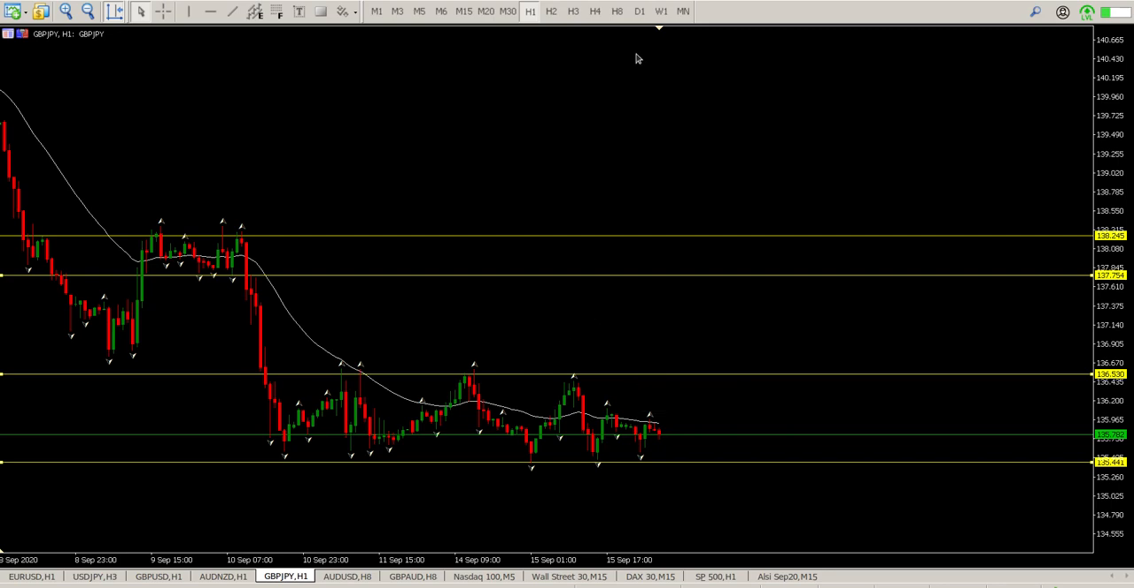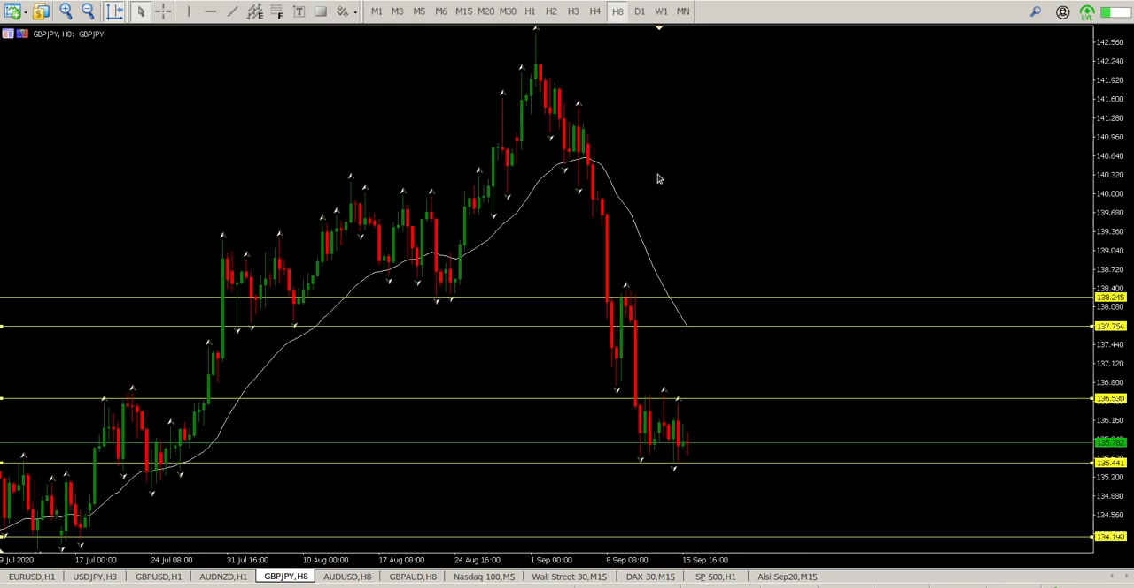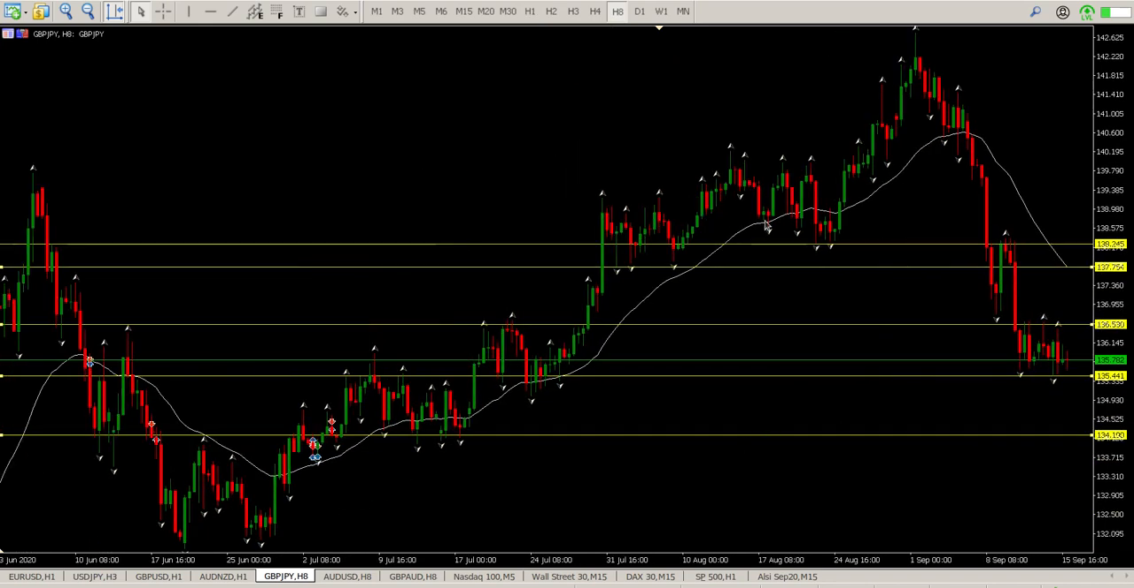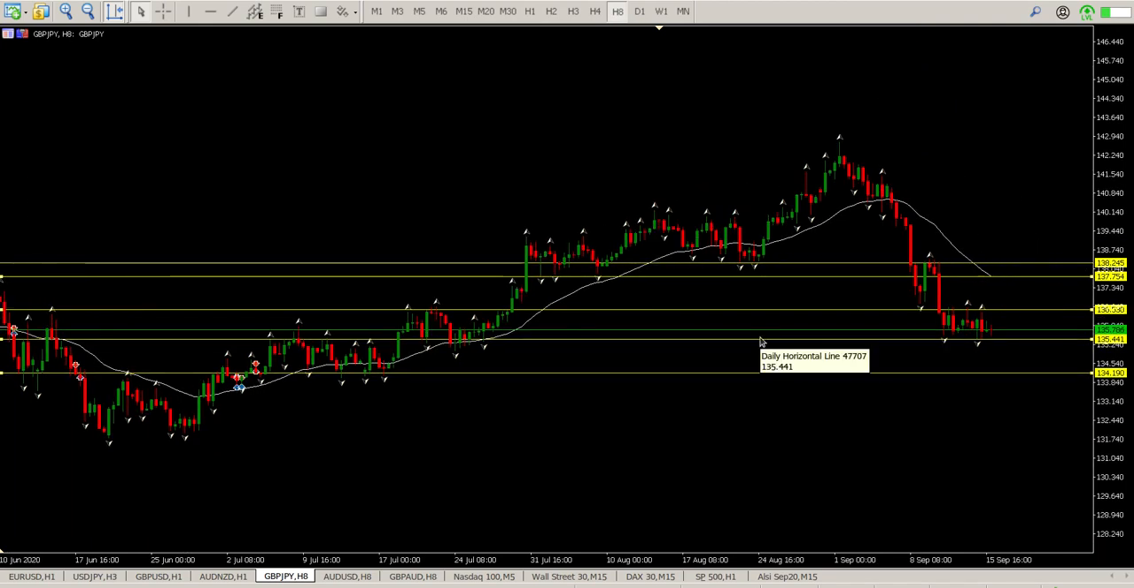However, just bear in mind, if you look at the 8 hour, this trend is fairly strong to the downside. Original trend was up. We are more than likely at a Fibonacci level. Let's just double check that.